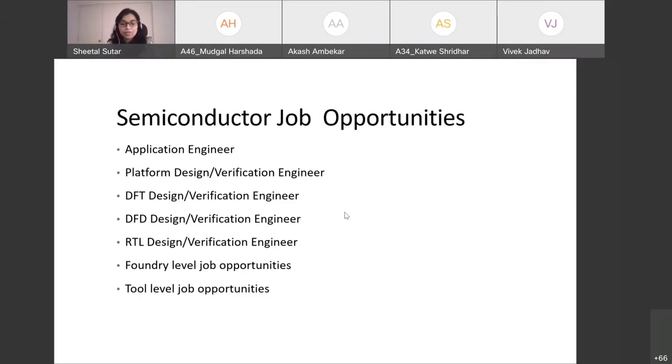Before that platform engineering stage appears, your problem statement is implemented into a soft solution. That soft solution has gone through all the design and verification cycles of synthesis, verifying its functionality. Once it is finally confirmed that whatever you have designed is working as per expectations, then it will see the platform. That's where platform design and verification comes in. Before that, there is DFT. DFT stands for design for test.